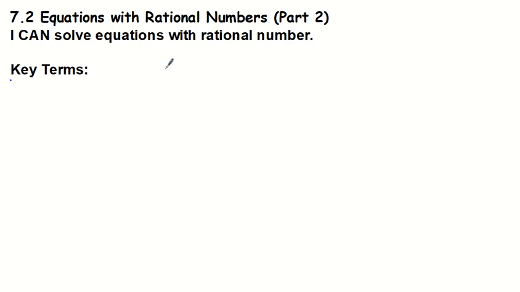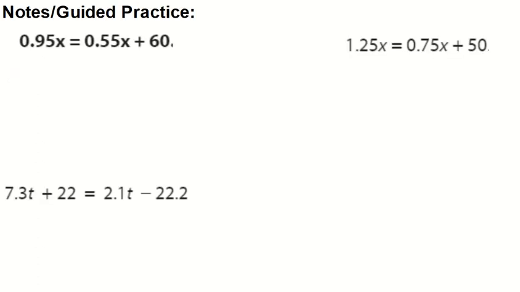Hello, everybody. We're going to talk about equations again with rational numbers. So part one was all about fractions. This one is all about decimals. So what we're going to do is something very similar to what we did with fractions. Our goal, just like with fractions, was to get rid of the fractions by multiplying by a common denominator. Well, our goal here is going to be to get rid of the decimal.